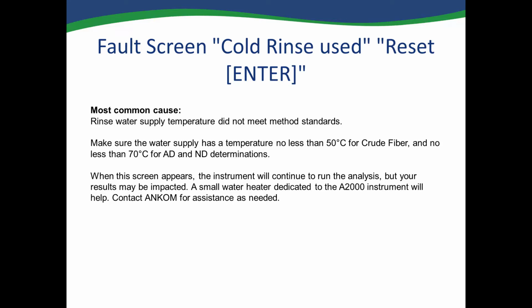This typically happens when people forget to turn on their hot water heater, or the hot water heater has been adjusted below the ideal setting. It is required that you have 50 degrees Celsius water for a crude fiber run and above 70 degrees Celsius for acid and neutral detergents.